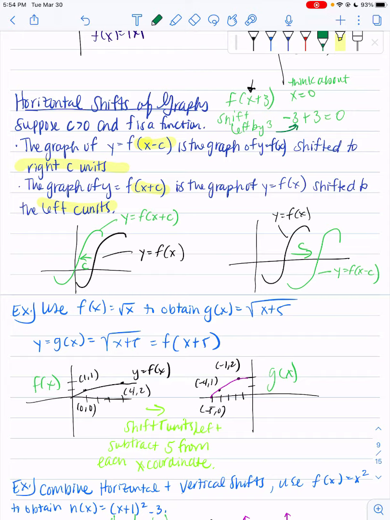So here we have our y equals f of x, the pictures, and then if I have f of x plus c, that's going to be a shift left. And then I have y equals f of x, and then y equals f of x minus c, and I'm shifting right in this case.